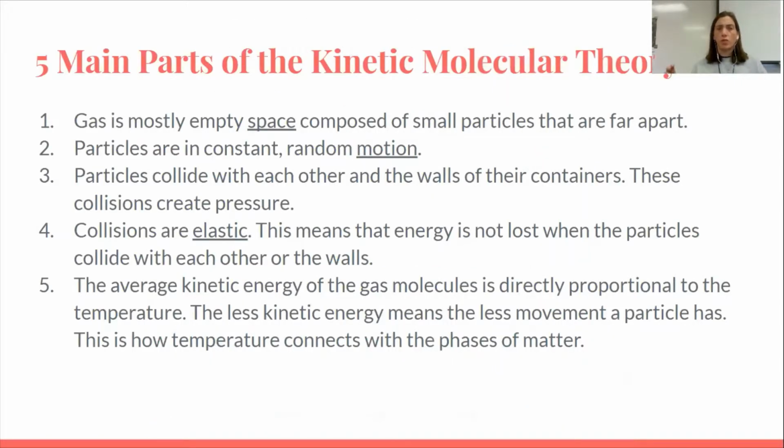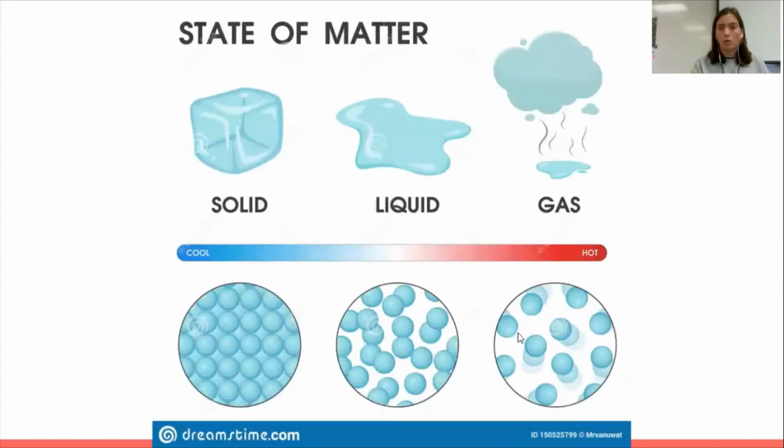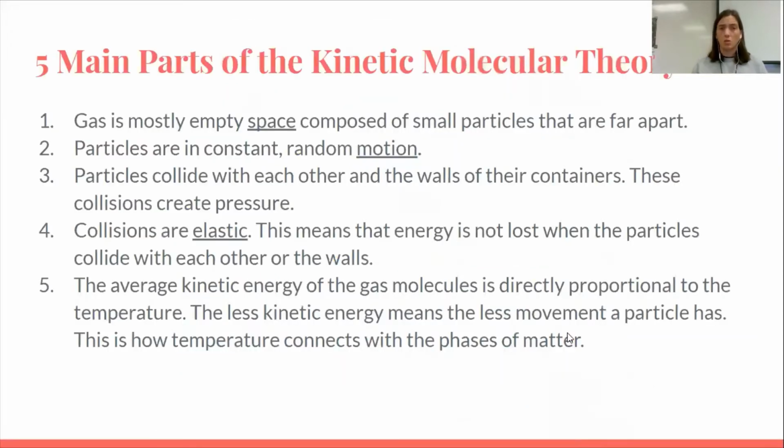All right. For the kinetic molecular theory, there are 5 main parts. Number 1 is that gas is mostly empty space. It's composed of small particles that are far apart. So there's lots of space between them. That's when they say gas is mostly empty space. Number 2, these particles are in constant random motion. You can't predict where they're going to go. They just bounce around and do their thing.